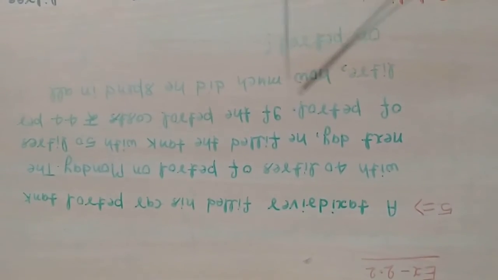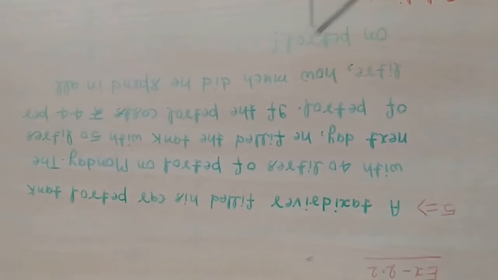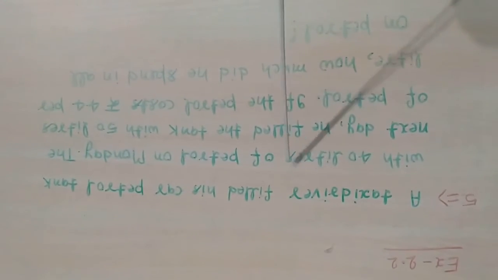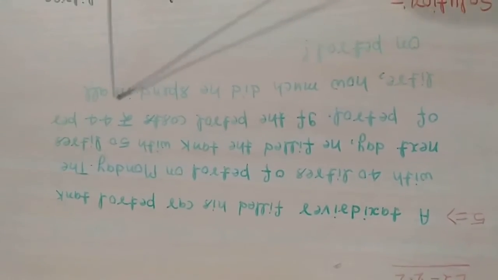If the petrol cost rupees 44 per liter, how much did he spend in all on petrol? So on Monday he filled 40 liters and the next day 50 liters. The total is 40 plus 50, 90 liters of petrol he filled in his car tank, and the given cost of petrol per liter is 44 rupees.